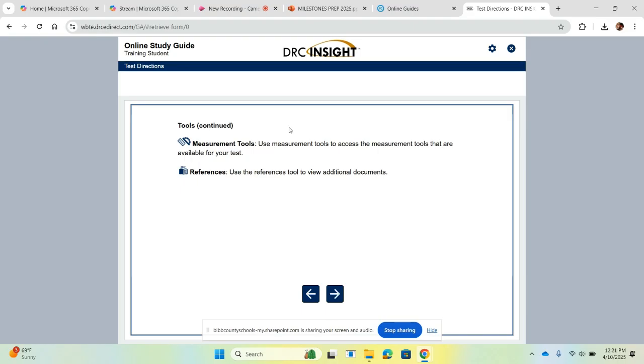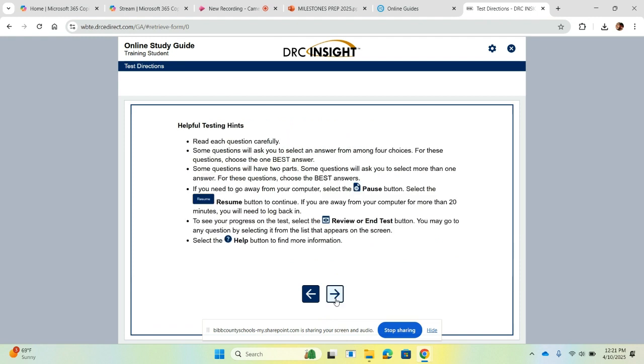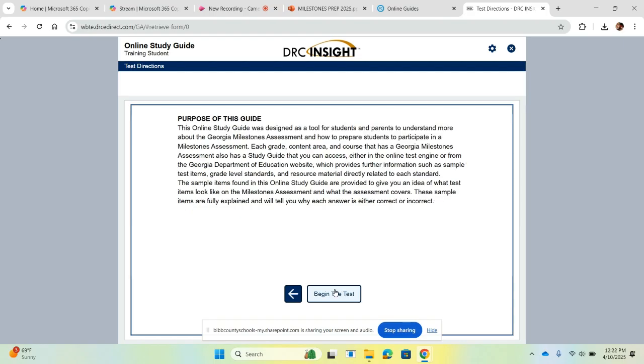The coolest thing is they've added a couple of things. They added a references tool, which I really love, and then they've also added the measurement tools. I want you to pay close attention to these testing tips. It's telling you specifically the things that you need to do. So you're going to want to go through these with your student. Sit with them. Take a few minutes to go through this training with them. They've already done this in class. It's okay for you to do that.